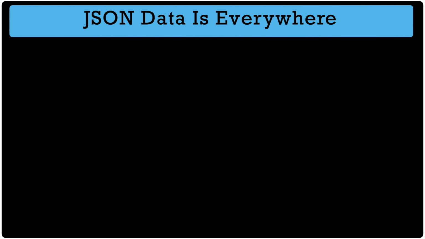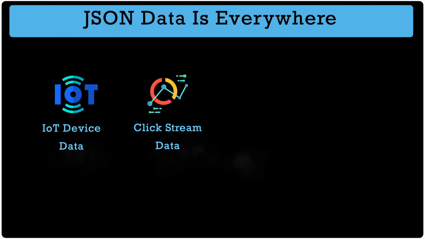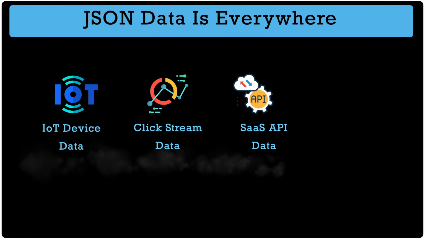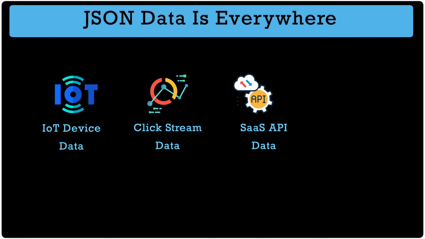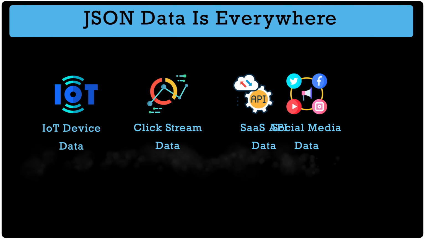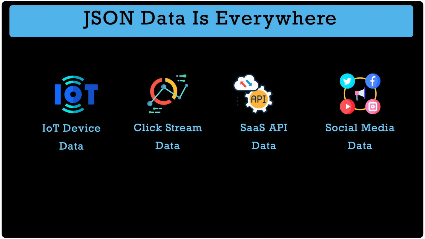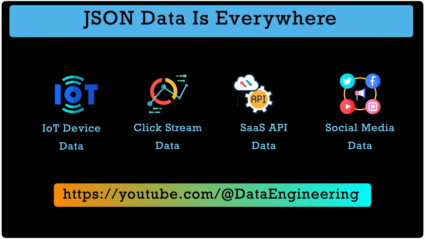JSON data is everywhere, be it IoT device data use cases or clickstream data use cases like Google Analytics or Adobe Analytics, SaaS API use cases like ServiceNow or Salesforce, social media data like LinkedIn, Facebook, Twitter, YouTube, or Instagram. They all produce data at humongous scale, and the only format through which these datasets can be consumed is JSON. We have only scratched the surface of JSON, and this is only the tip of the iceberg.